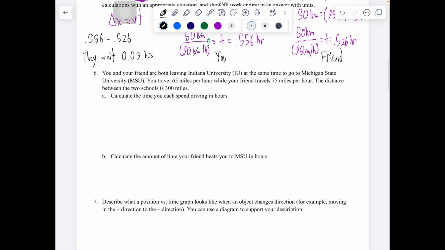Number 6, you and your friend are both leaving Indiana University at the same time to go to Michigan State University. You travel 65 miles per hour while your friend travels 75 miles per hour. The distance between the two schools is 300 miles. Calculate the time you spend driving in hours.